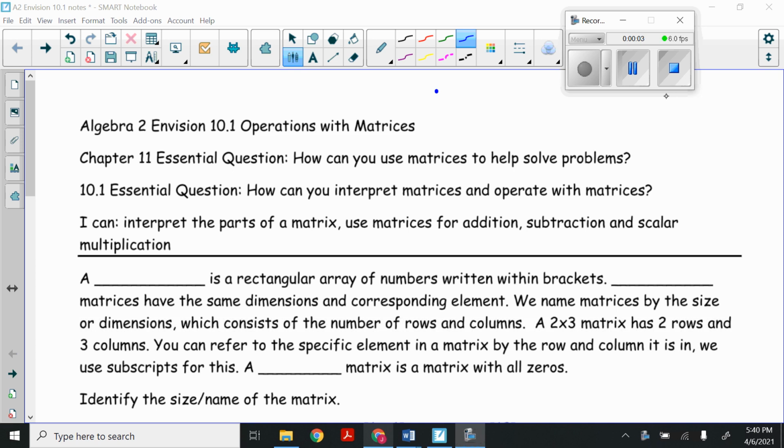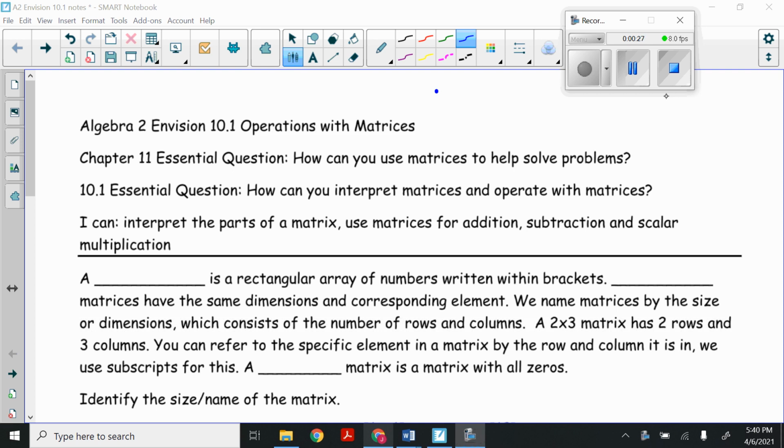Today in Algebra 2, we're going to look at section 10.1 of Envision, Operations with Matrices. Our essential question: how can you use matrices to help solve problems? The essential question for 10.1: how can you interpret matrices and operate with matrices? I can interpret the parts of a matrix, use matrices for addition, subtraction, and scalar multiplication. That's what we should be able to do after today's lesson.